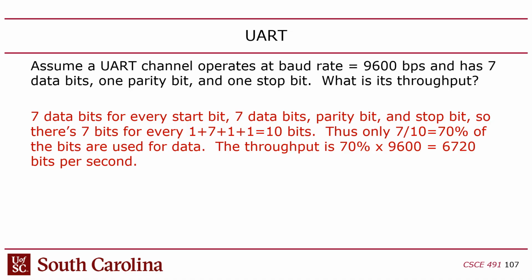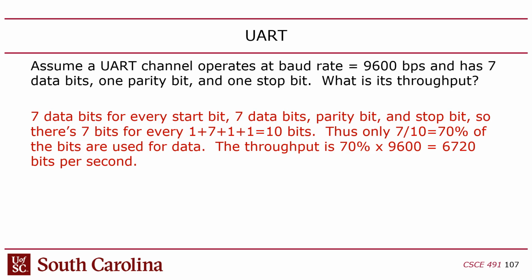Okay. Here's an example. Assume a UART channel operates at baud rate 9600 BPS. So baud is measured in bits per second. But keep in mind that for the purpose of this hardware, the hardware cares more about the reciprocal of the baud rate. It cares about how long each bit slot is, how long of a time each bit has on the bus, which is 1 over the baud rate. But typically, it's the number that you see as baud rate, which is bits per second. So 9600 BPS, 7 data bits, 1 parity bit, and 1 stop bit.